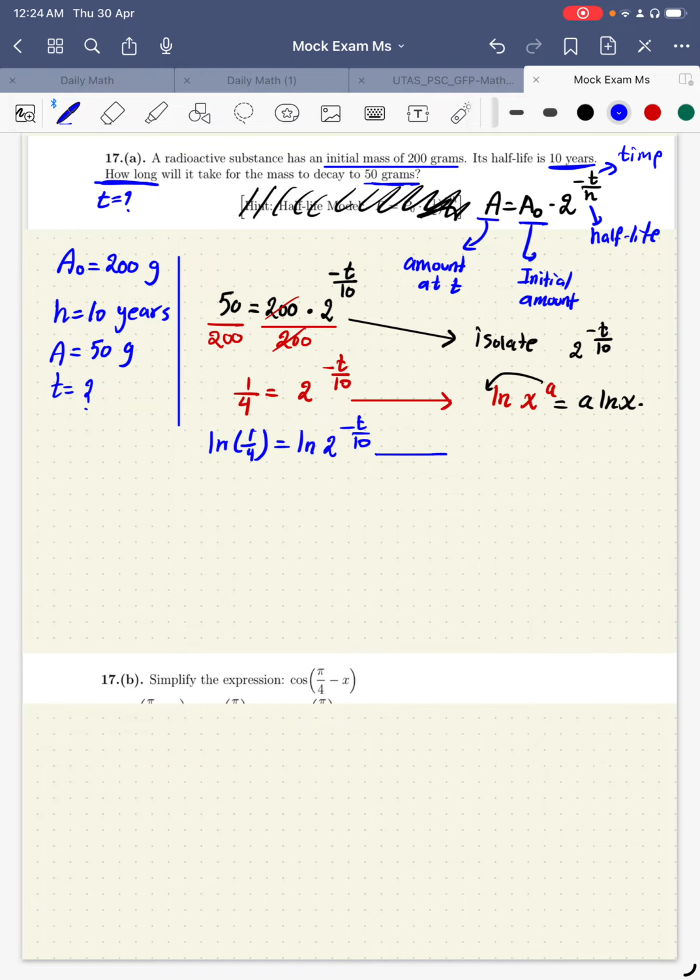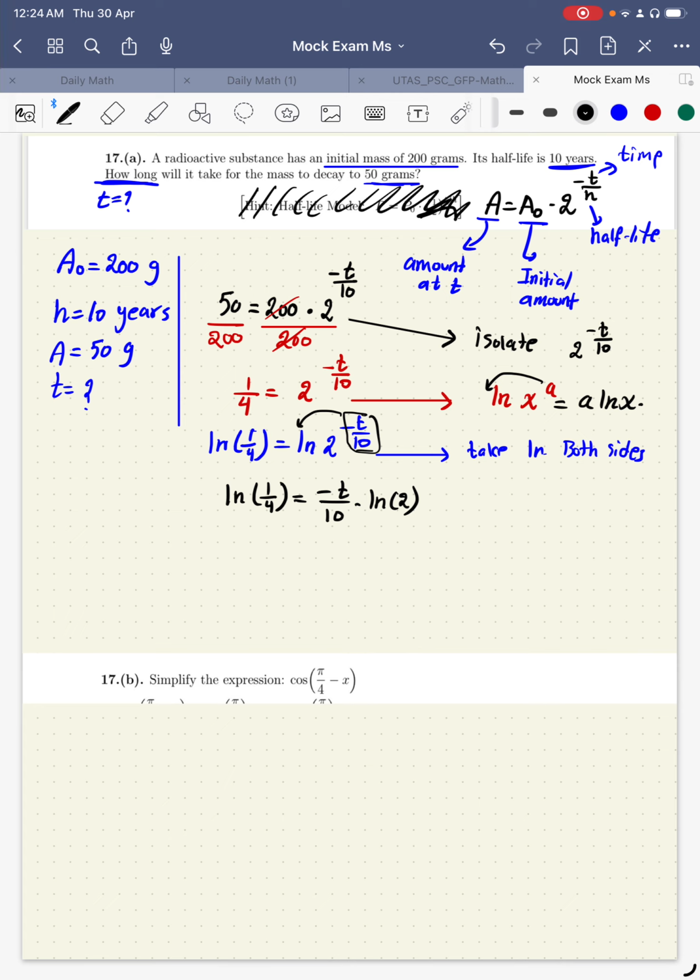So in that case, we took ln of both sides. Now what I'm gonna end up with here, this exponent, I can put it down here. So I'm gonna have ln of 1 over 4 equal minus t over 10 times ln of 2. So now what I'm gonna do, I would like to isolate t.